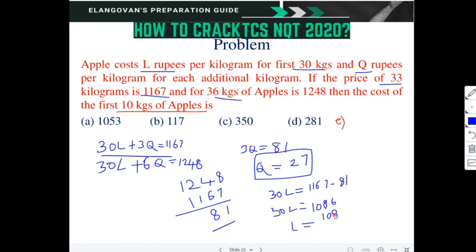Then what is L? 1086 divided by 30. What will you get? Let me simplify using the 3 table. 3 3s are 9, 18, so 6 3s are 18, 2 3s are 6. So 362 by 10, so it is 36.2 rupees. Right? So what is required? Cost of 10 kgs of apple.